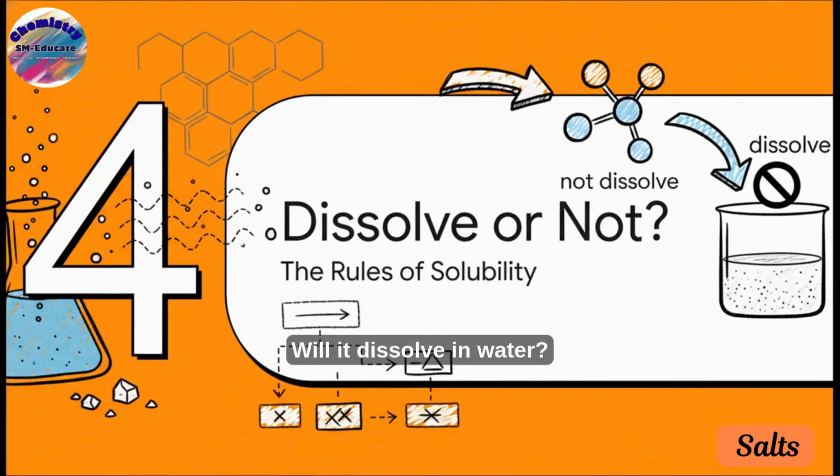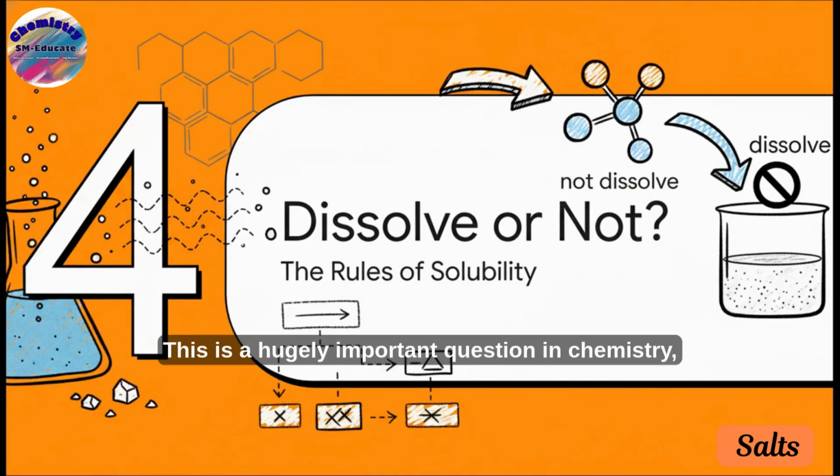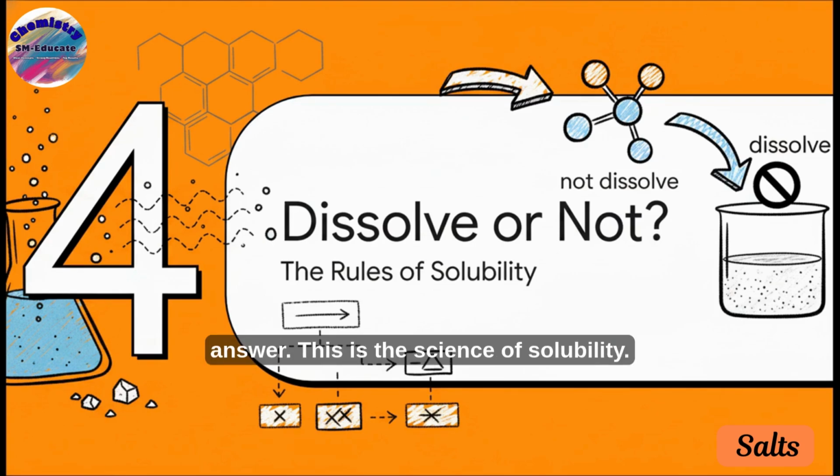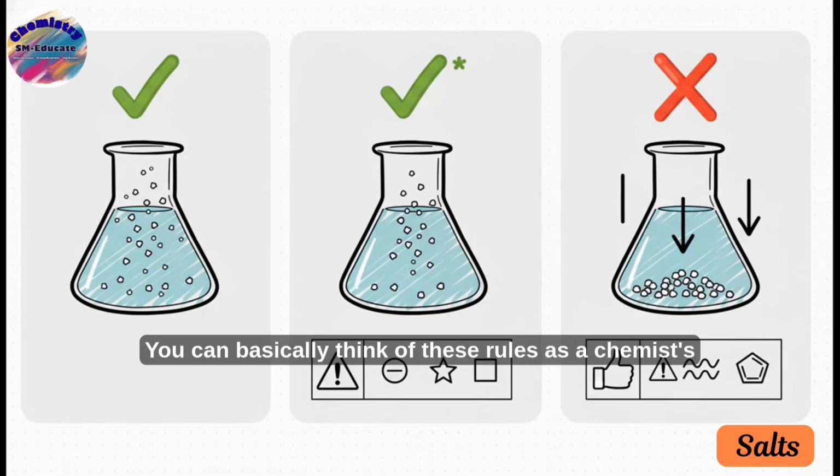Will it dissolve in water? This is a hugely important question in chemistry, and lucky for us, chemists have figured out a set of rules that help us predict the answer. This is the science of solubility. You can basically think of these rules as a chemist's cheat sheet, so let's just walk through it.